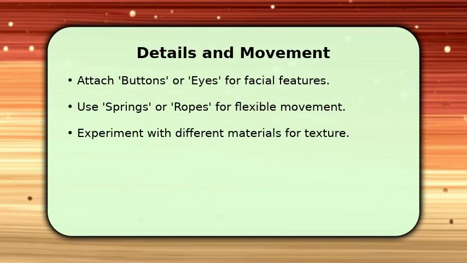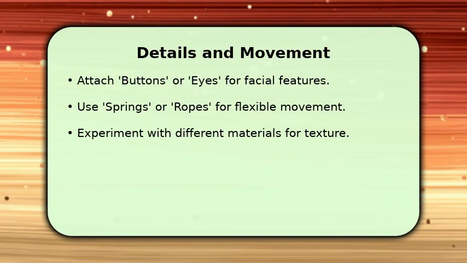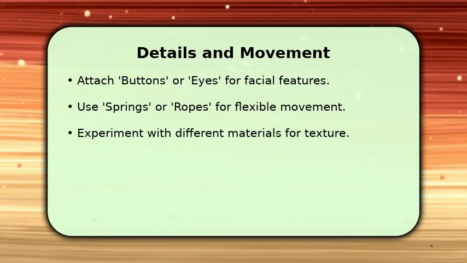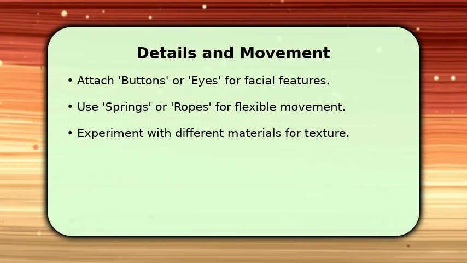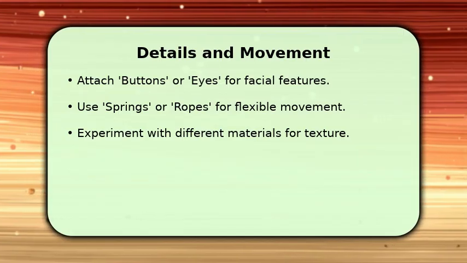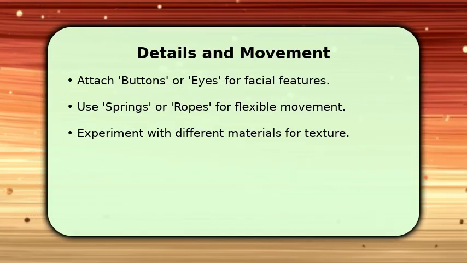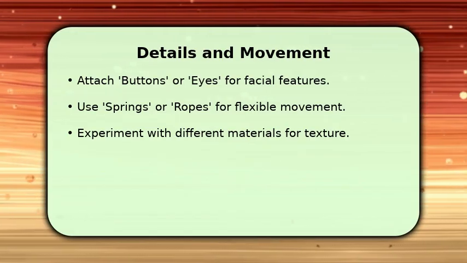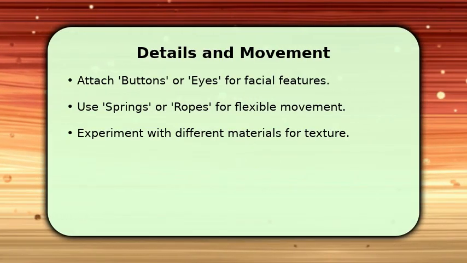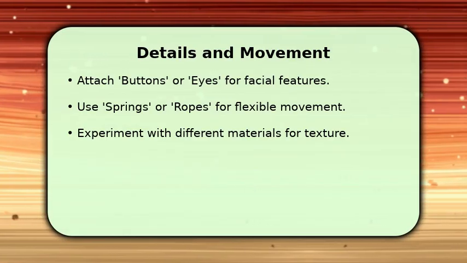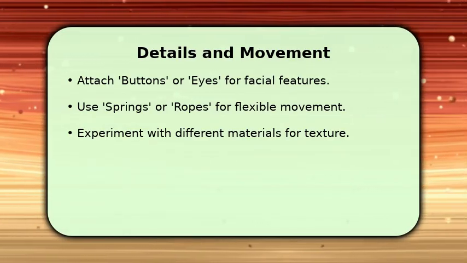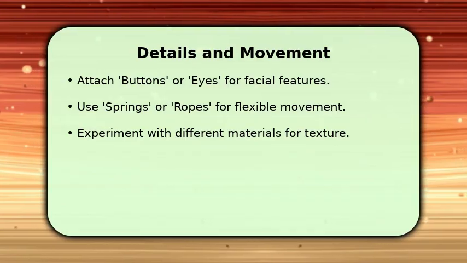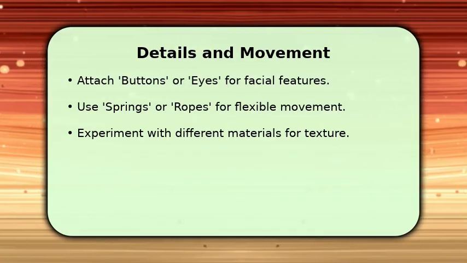To bring your fish to life, let's add some crucial details and enable movement. Attach small buttons or eyes to give your fish a distinct face. For realistic swimming motion, incorporate springs or ropes at key points, allowing for flexible and fluid movement. Don't hesitate to experiment with various materials to achieve different textures, perhaps a smooth body or slightly rougher fins. These small additions make a big difference.